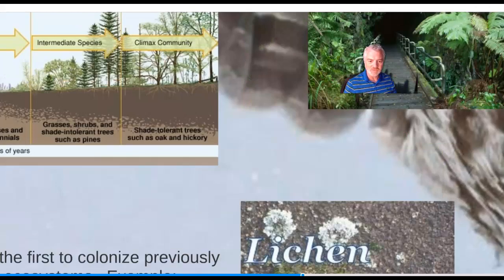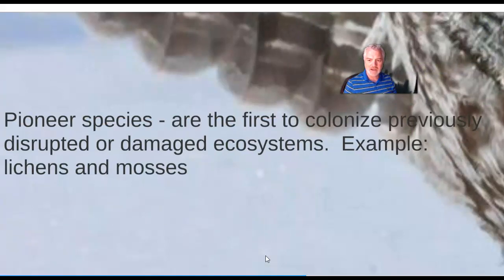Now, we mentioned this concept of a pioneer species. Remember, pioneer species are the first to colonize a previously disrupted or damaged ecosystem. An example: lichens and mosses.